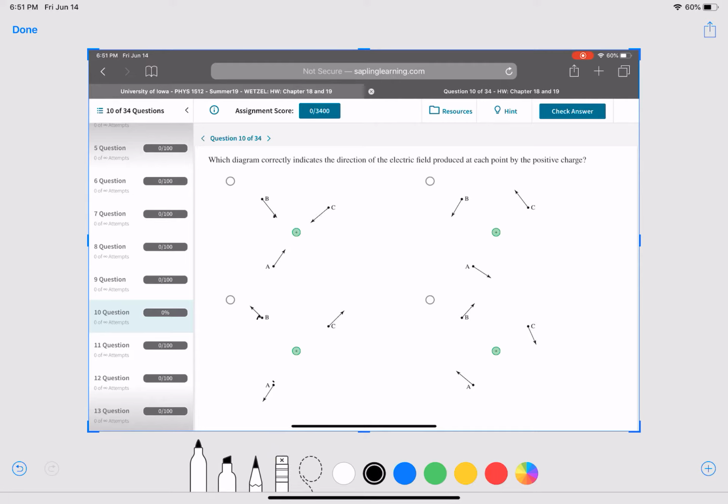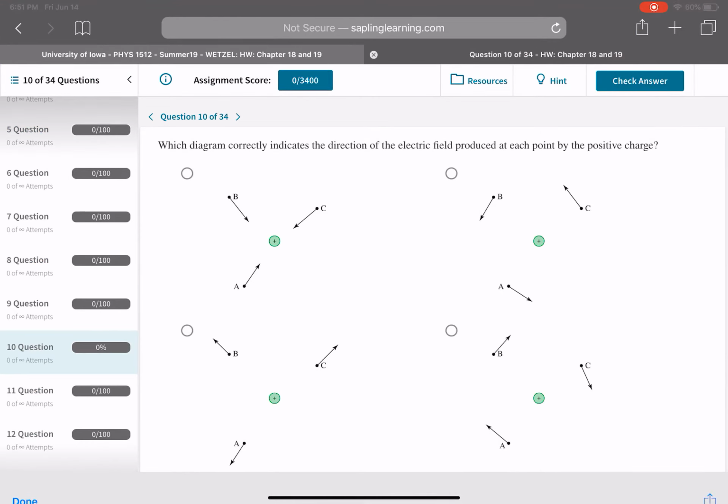So since it's a positive charge, we know that they also have to be pointing away from it. So these guys are at some weird angles, so we know it's not that one. So anyway, work through those, figure out which one it is.